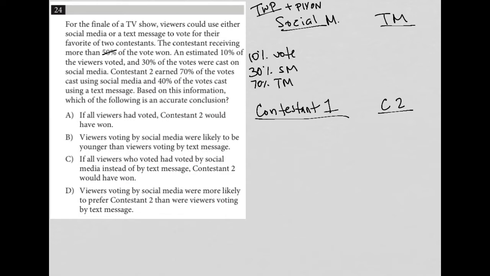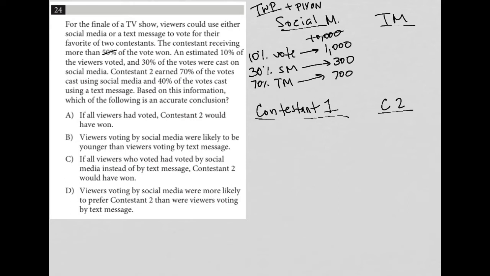So for instance, I'm going to say 1,000 people voted. Okay, so that's the 10%. So that means 10,000. There were 10,000 viewers, but the viewers don't matter as much because we're talking about votes here. So 1,000 people voted. So that means that 30% of that number, which is 300, were through social media. And that means 700 of those votes were through text message.